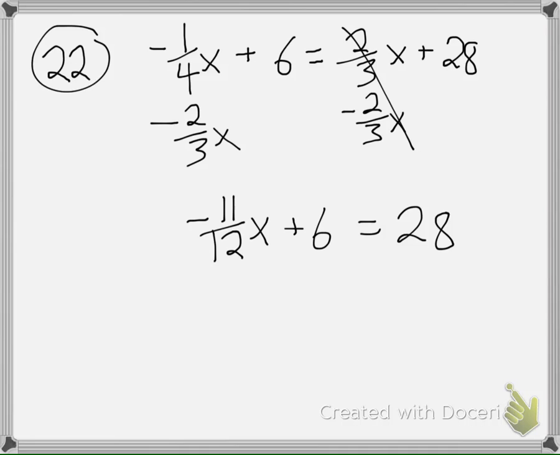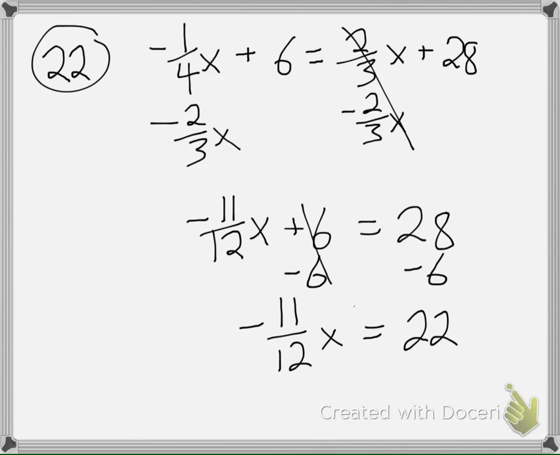Now, from here, my next step is subtract 6. Again, I have to show it on both sides. On this side, I get negative 11/12 x, and on this side, I get 22.